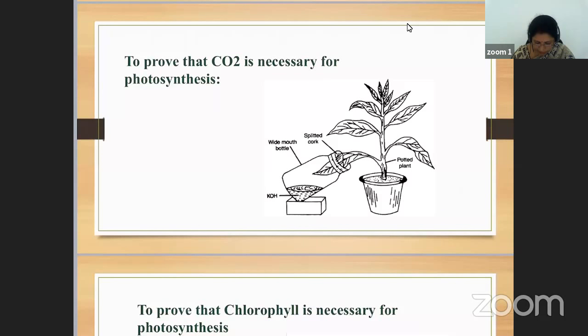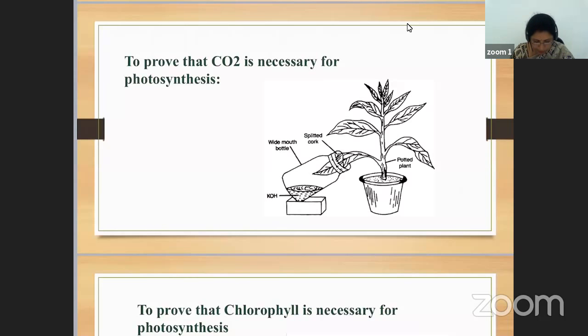It was observed that the part of the leaf which was in the bottle did not turn blue-black, and the part of the leaf which was outside the bottle turned blue-black, which indicates that for photosynthesis, sunlight is also essential. The part of the leaf which was inside the bottle received all other essential materials required for photosynthesis. For example, it received carbon dioxide, it received water, and it had chlorophyll. It didn't receive light because we have wrapped the bottle with black paper. Except sunlight, it had everything. So photosynthesis did not occur.